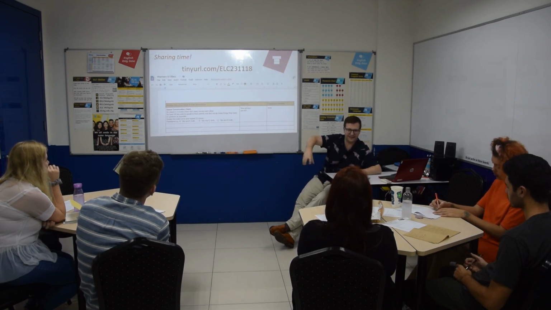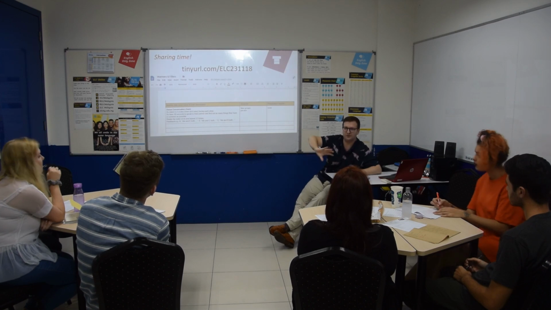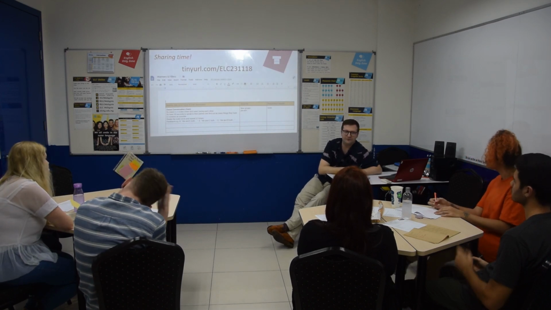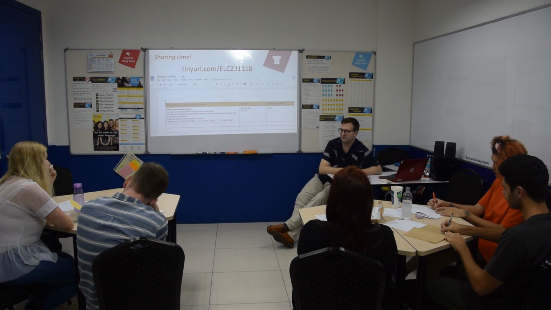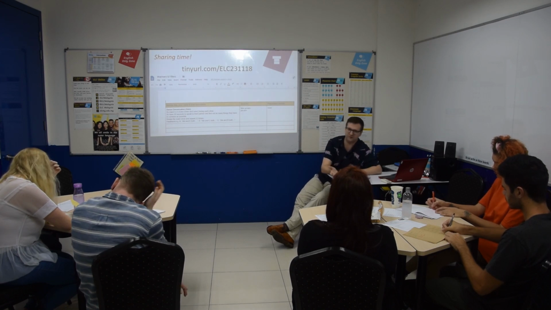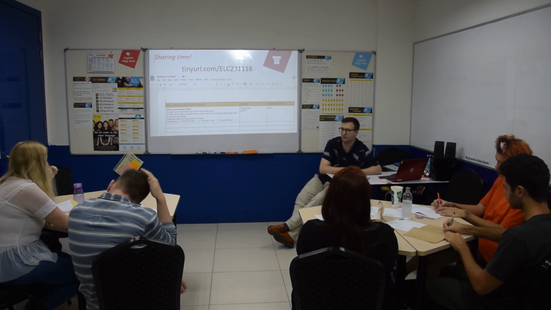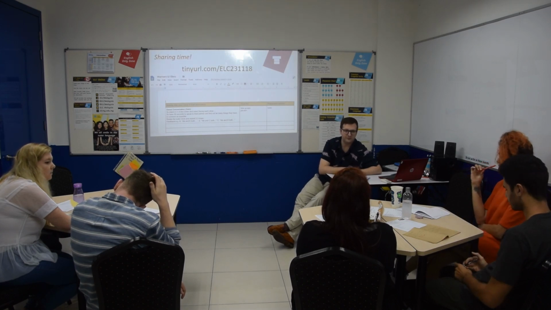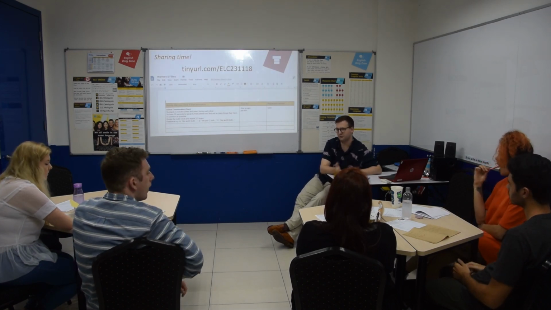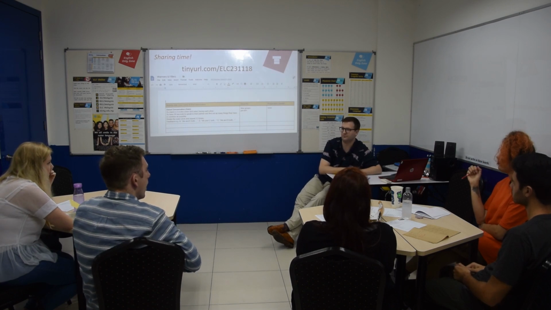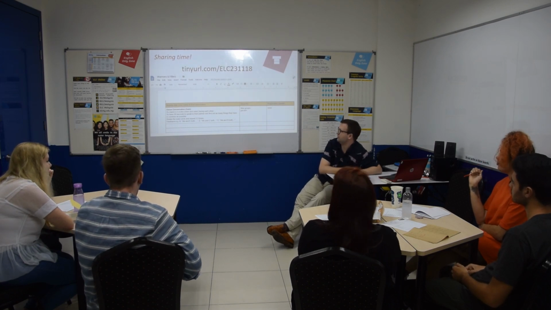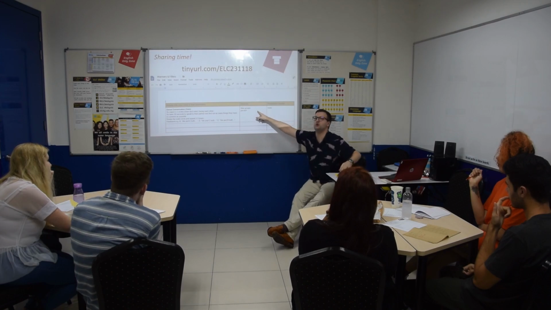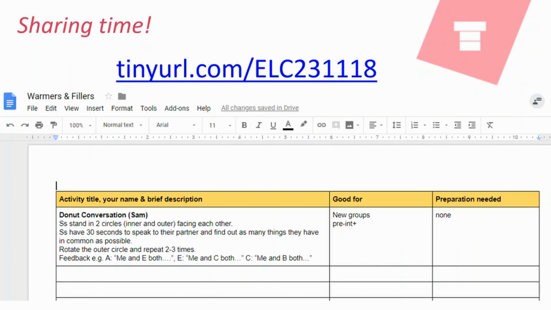Then again, rotate the outer circle, they do it 2 or 3 times, and then you do the feedback. Okay, Samantha, tell us about one person. Samantha tells us about Shamila, some things they've got in common. Okay, Shamila, tell us about one other person that you spoke to. She tells us about Luke. Okay, Luke, tell us about somebody you spoke to. I think it's especially good with new groups when they don't know each other. They're building rapport, getting to know each other, icebreakers.